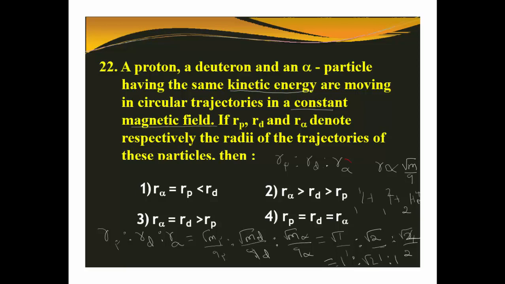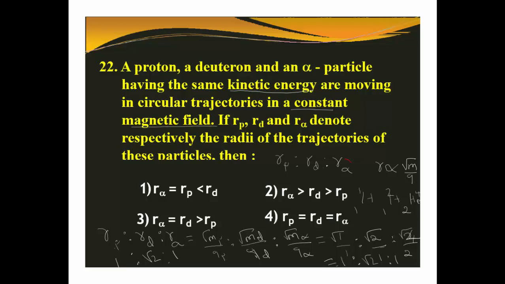So totally we get the ratio Rp : Rd : R alpha as 1 is to root 2 is to 1. What does that mean? Rp and R alpha are 1 and 1, which means they are equal. And Rd is root 2, which means it is greater than 1.